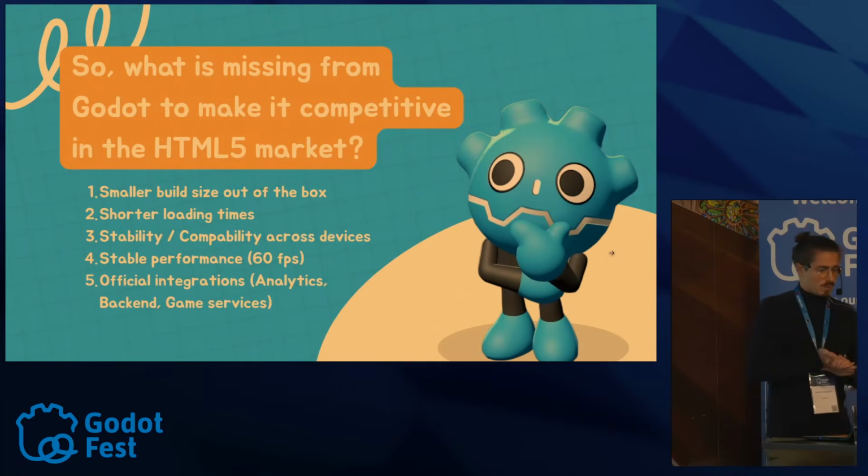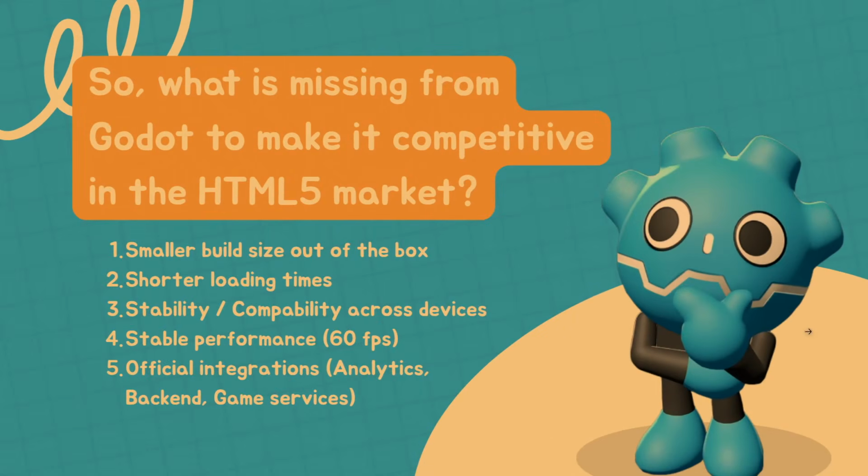So, what is currently missing from Godot to make it competitive on the HTML5 market? I tried to summarize what is missing in this slide. We already touched some of those points, but to recap, the first two were for sure smaller build size and shorter loading times. For smaller build size, as I said, there is a guide available, so currently it is not that big of a problem. There are solutions and there is work done in this area.